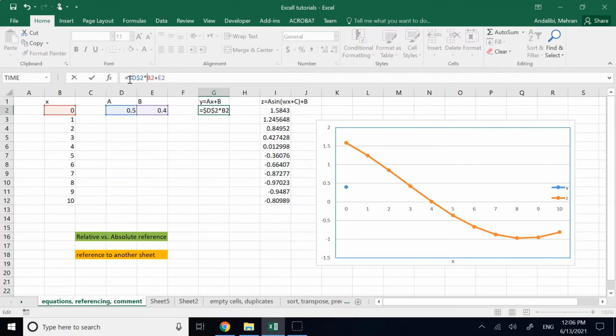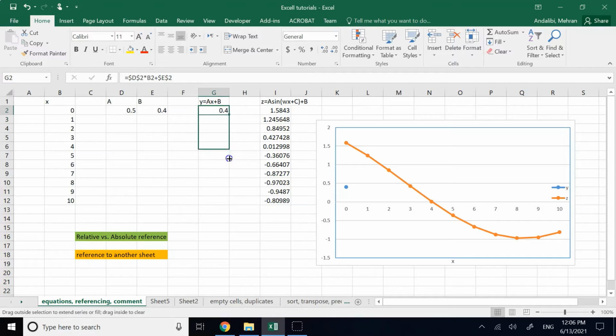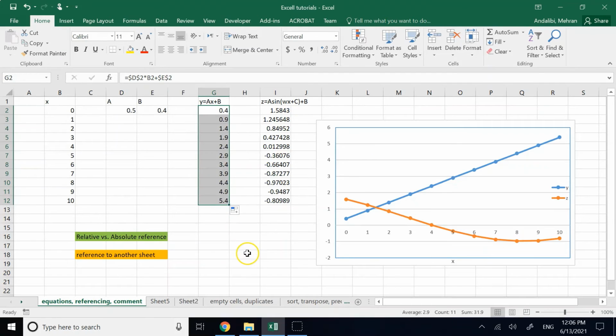By the dollar signs, right? D and E should not change. So I make it absolute, and now look, when I go down, it's perfect, right? As you can see in all of these formulas, E2 and D2 are not going to change, okay?